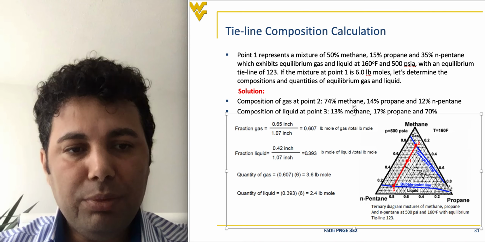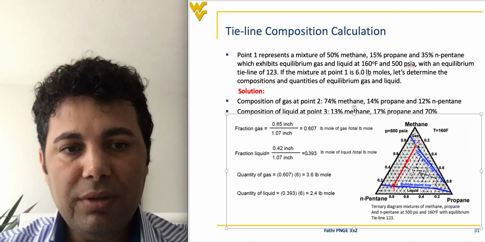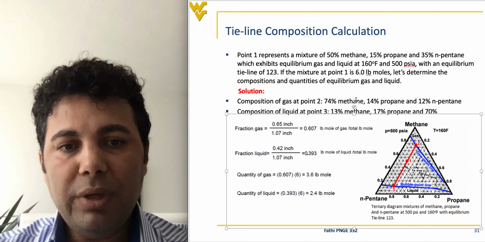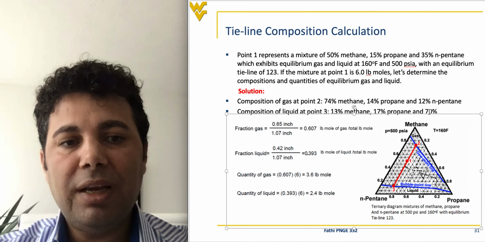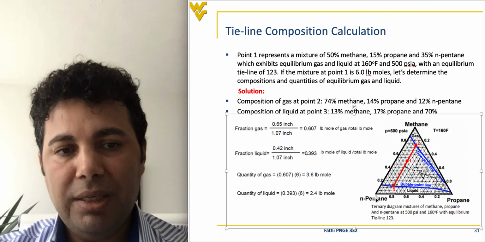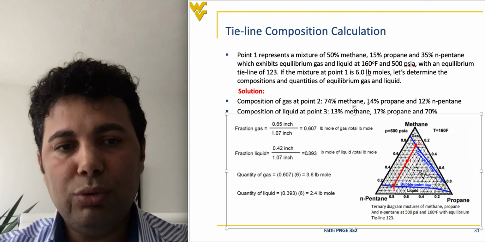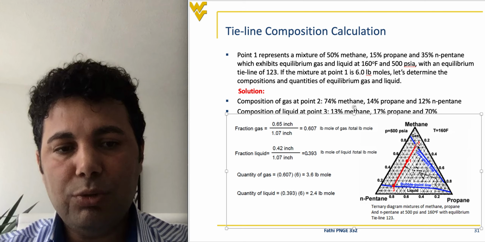And then the amount of propane, again, this is 0%, so 5, 10, it's very close to the 15%, so it's 14% propane to be exact. So point 2 has 74% methane and 14% propane. Therefore, it should have 12% of N-pentane. The summation should add up to 100. So as soon as I got 2, the third one is very easy to find. So that becomes the composition of my saturated gas.